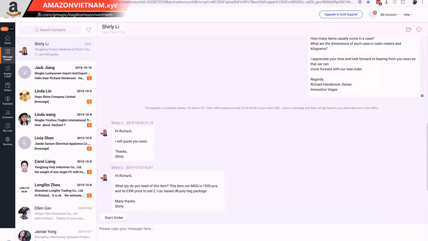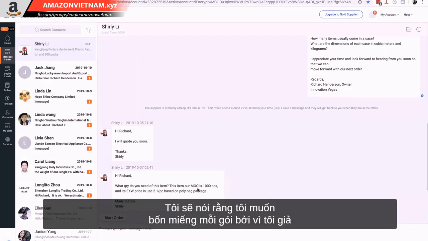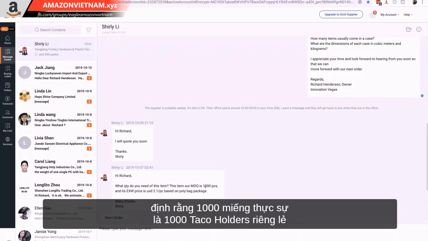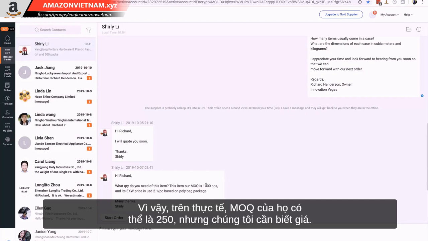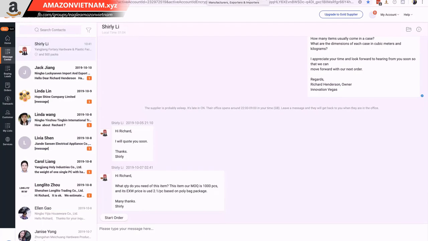I would get back to them. I would say I wanted 4 pieces per pack because I'm assuming 1,000 pieces is actually 1,000 individual taco holders. So in effect, their MOQ might be 250, but we need to get prices. She hasn't really given us any information. So the next one.